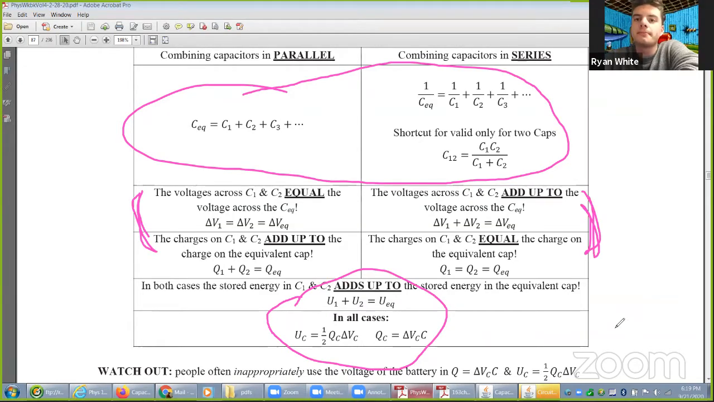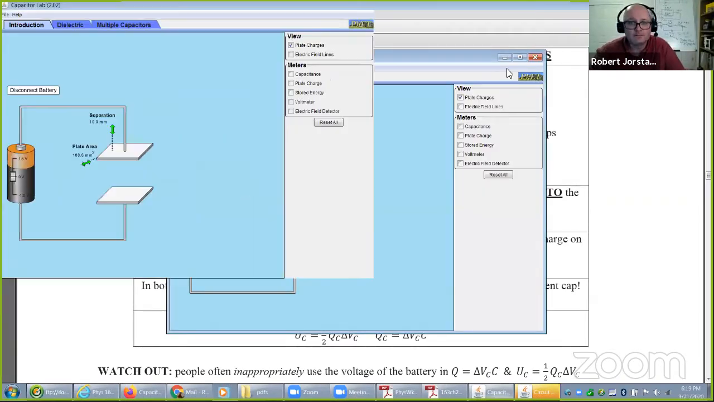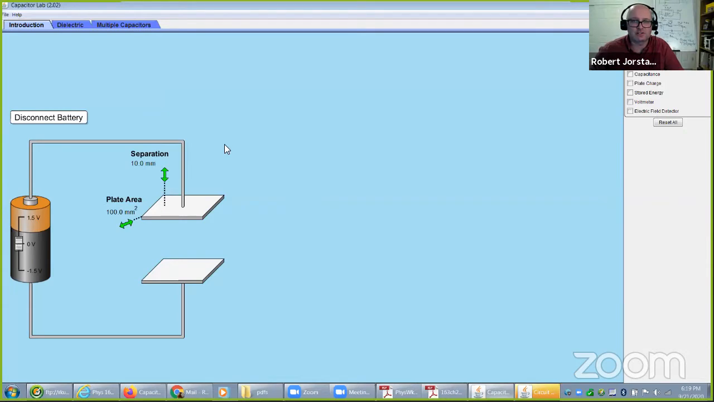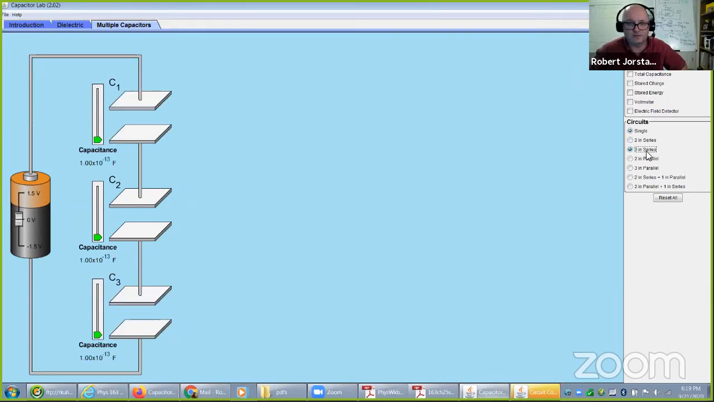Yeah. And why don't we do a quick simulation of this now? I'm going to sit down for a second. Let me see if I can bring up a simulation here. All right. So here's the idea. This is kind of what we just looked at. I think there's some that already have multiple capacitors pre-wired here. So for example, we could do 3 of these in series, right?